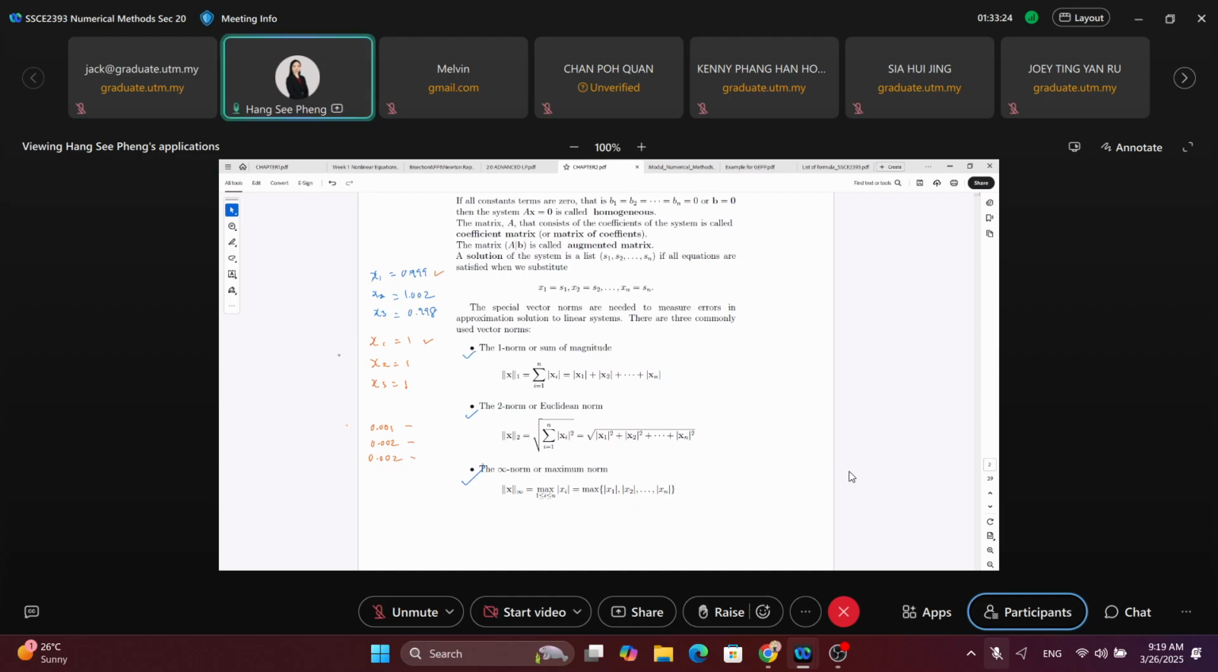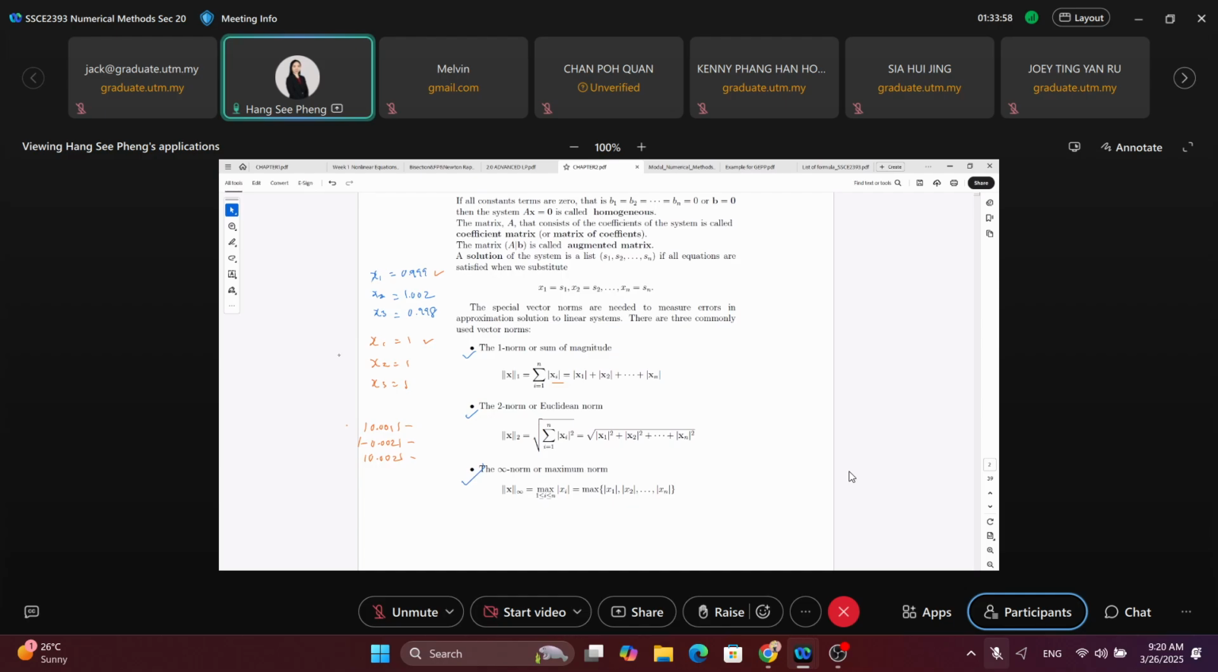Now, when we calculate the error, we only consider the absolute values. For example, this one minus this one, I got a positive. This one minus this one, sorry, I got a negative actually. But in modulus, it is still 0.002. This one minus this one, no problem. So why do we use a modulus? Because you just want to know the difference, regardless of whether it is positive or negative. So that's why we put a modulus.